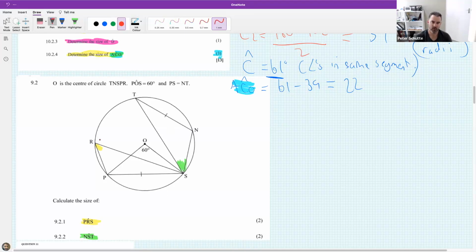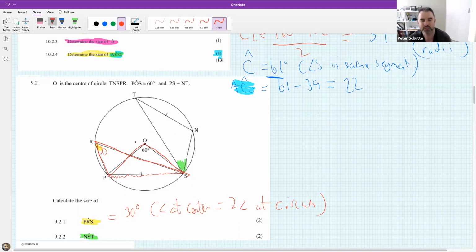Okay, so PRS, I see that there is this chord and it subtends an angle at the center. Now this one over here is the angle at the circumference. So this should be 30 degrees, and it'll be angle at center is twice angle at circumference. So this one is the smaller one. Okay, so what is the value of NST going to be?